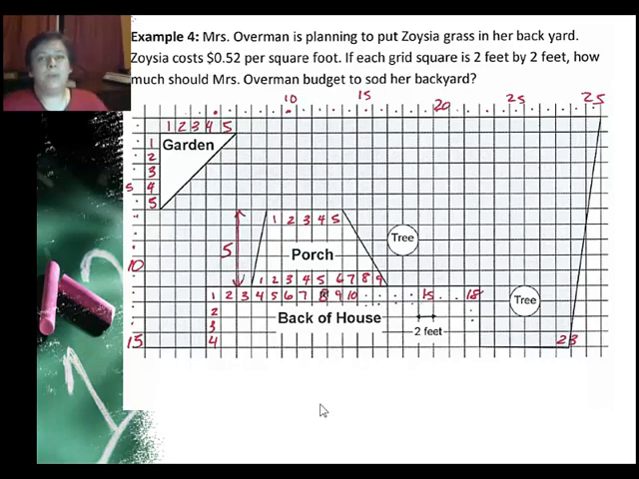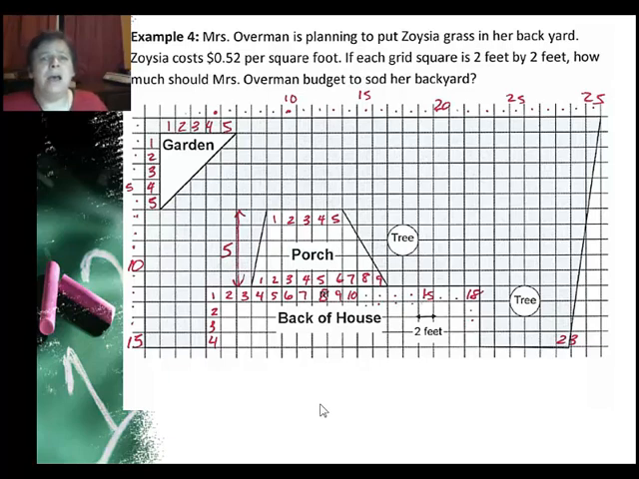Now, this last problem: Mrs. Overman is planning to put zoysia grass in her backyard. By the way, zoysia is very nice, but a little pricey at 52 cents per square foot. And if each grid is 2 feet by 2 feet, how much should Mrs. Overman budget to sod her backyard?